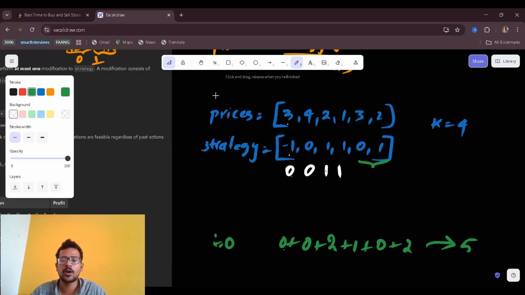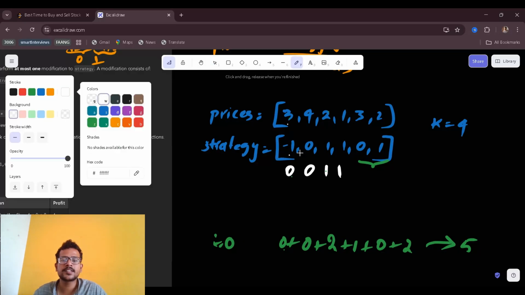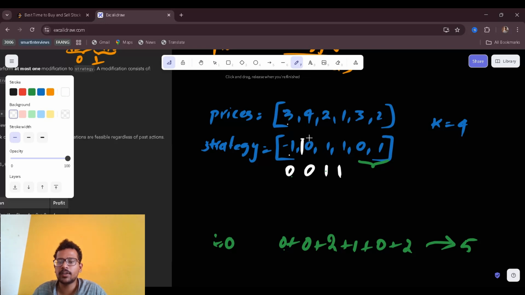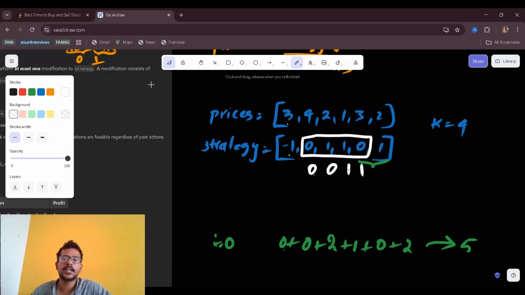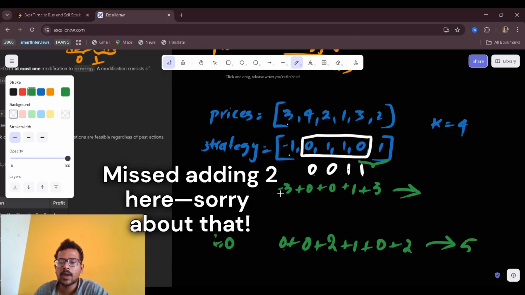Let me tell you how I am going. I'm starting the window from i equal to 1. Now the same thing: k by 2 elements to 0, next k by 2 elements to 1. Now let us calculate what the profit will be. So 3 into minus 1, minus 3, plus 4 into 0, 0, plus 2 into 0, 0, plus 1 into 1, 1, plus 3 into 1, 3. So the profit will be 3 minus 3, 0, plus 1, 1, when i is equal to 1.